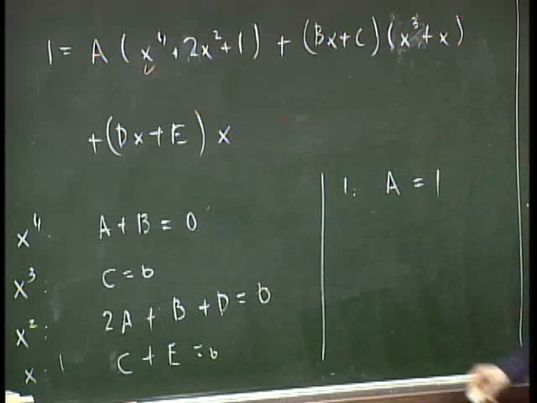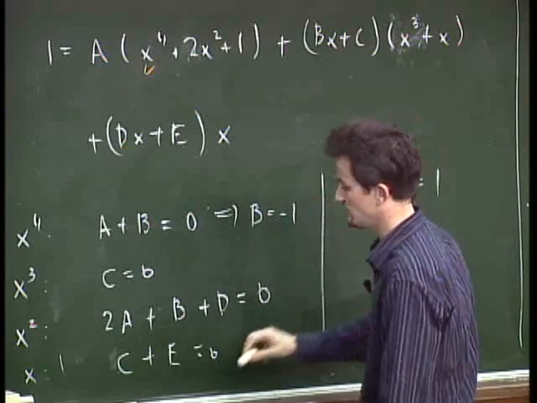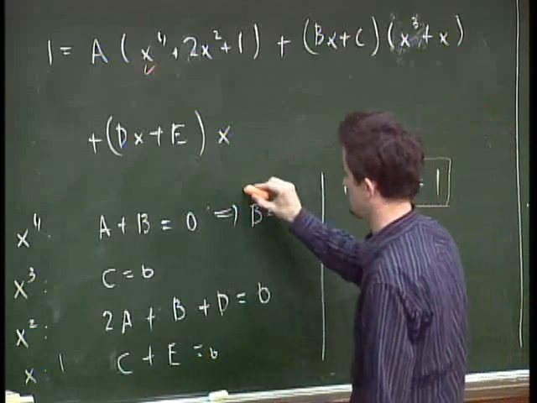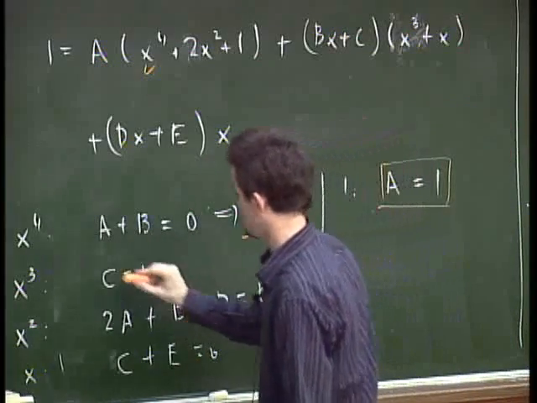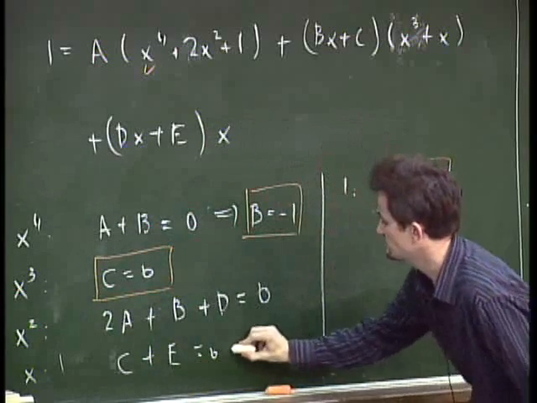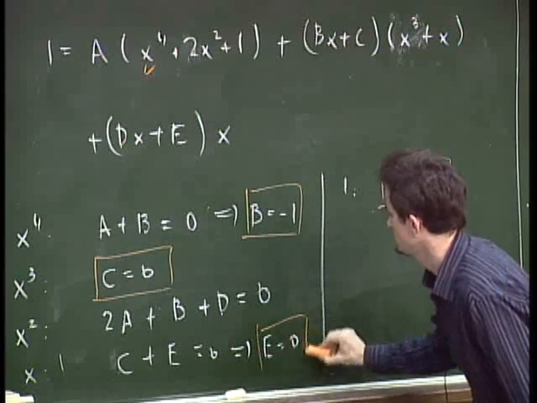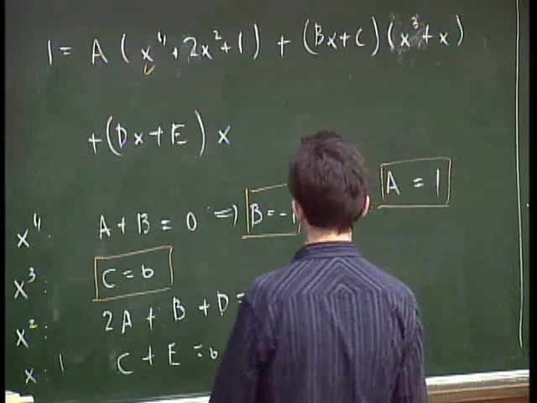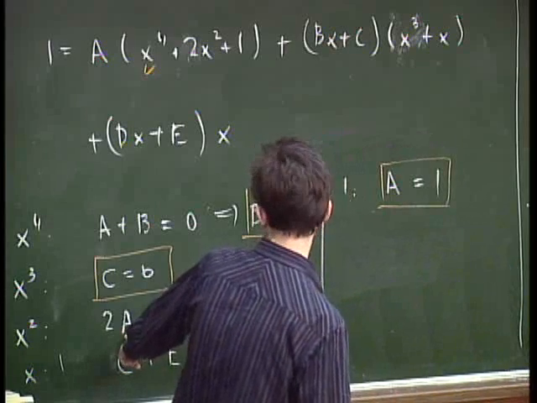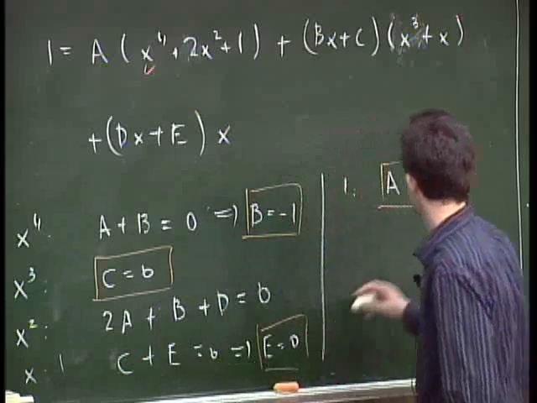Okay, so for instance, you see from here that b must be equal to minus 1. So here we have already a, we have already b, we have already c. So e must be equal to 0 as well. So this gives us e. Now the only one which is left is d. So here you have 2a, so 2, 1, d is minus 1. So d is equal to minus 1.